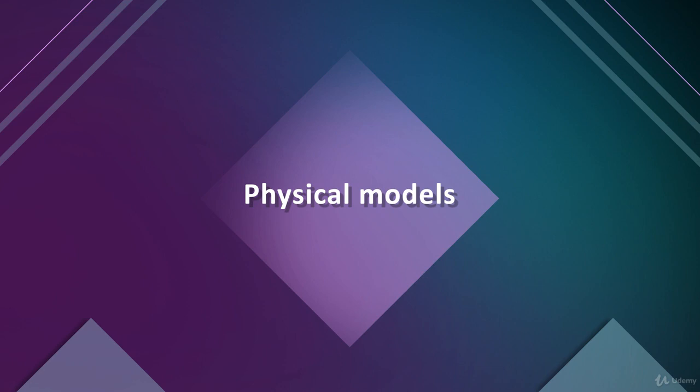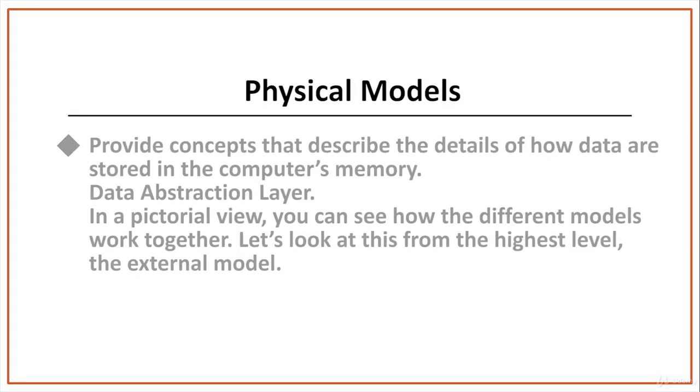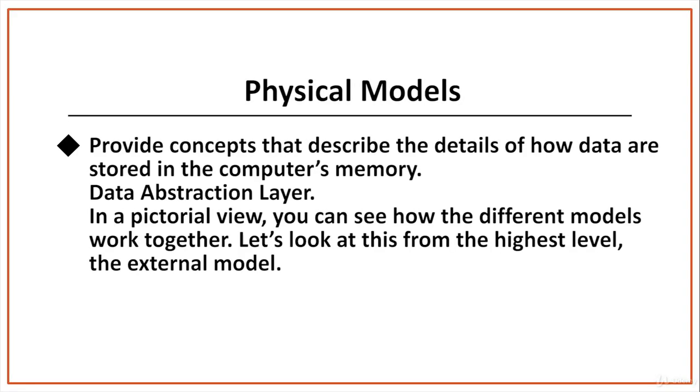They also deal with runtime performance, storage utilization and compression, file organization, and access methods. Data encryption is at the physical level, managed by the operating system, or OS. It also provides concepts that describe the details of how data are stored in the computer's memory. Data abstraction layer. In a pictorial view, you can see how the different models work together.